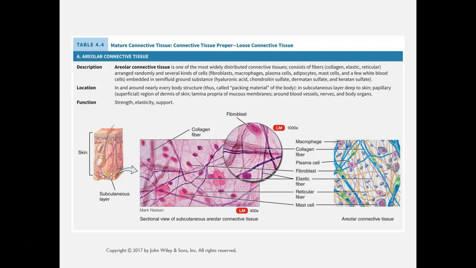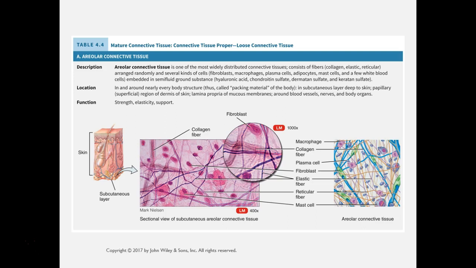Continuing now with connective tissues and different types of connective tissues, areolar connective tissue is a very widely distributed connective tissue. So it has lots of fibers, such as the collagen, elastic, and reticular that we looked at, arranged very randomly, many different types of cells. So you see the macrophages and the fibroblasts and the fat cells and the white blood cells embedded in a semi-solid ground matrix, which means it's not hard, but it's not completely liquid either.